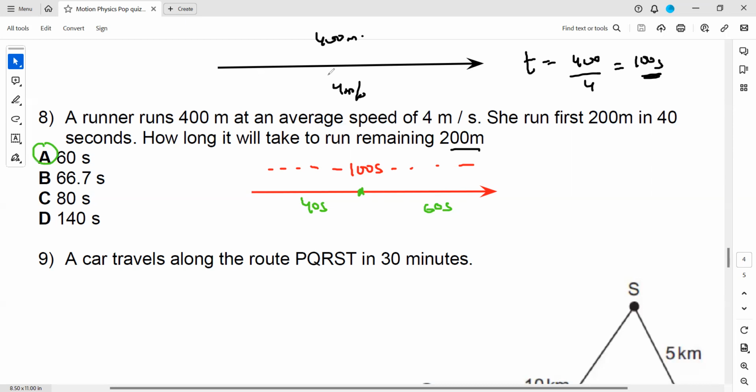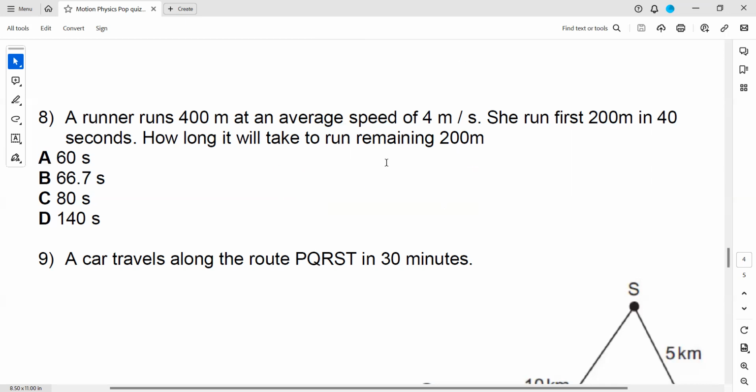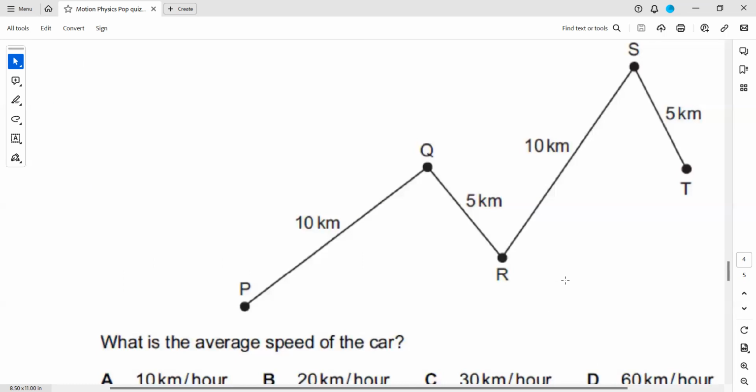So we work out the total time to run the 400 meters. We know how much time it took to run the first 200 meters. So the time to run the remaining 200 meters is the difference between the total time and the time to complete the first part of the journey.